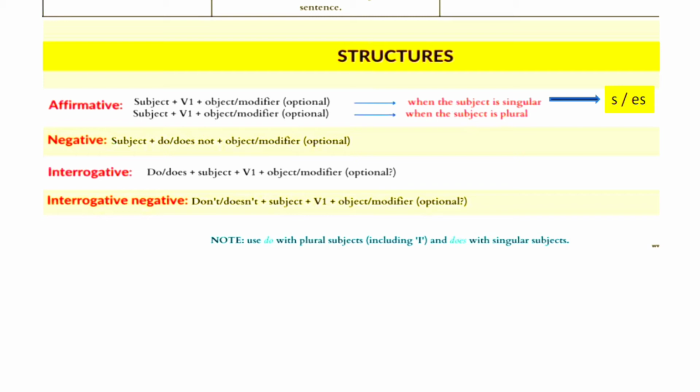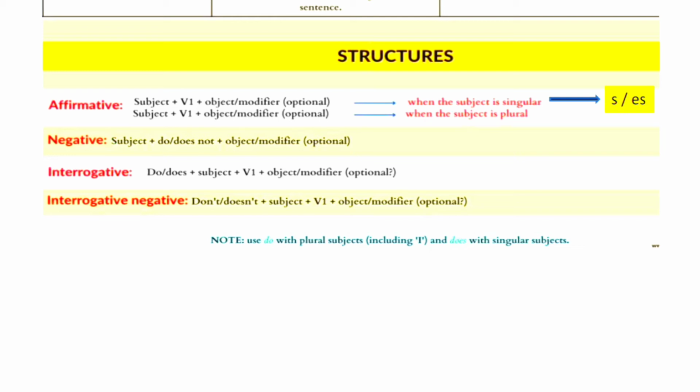When the subject is singular, then you can use S or ES with the singular subject, and S and ES is also added after the first form of the verb. Subject, V1, object, modifiers optional. When the subject is plural, then you do not use S and ES.